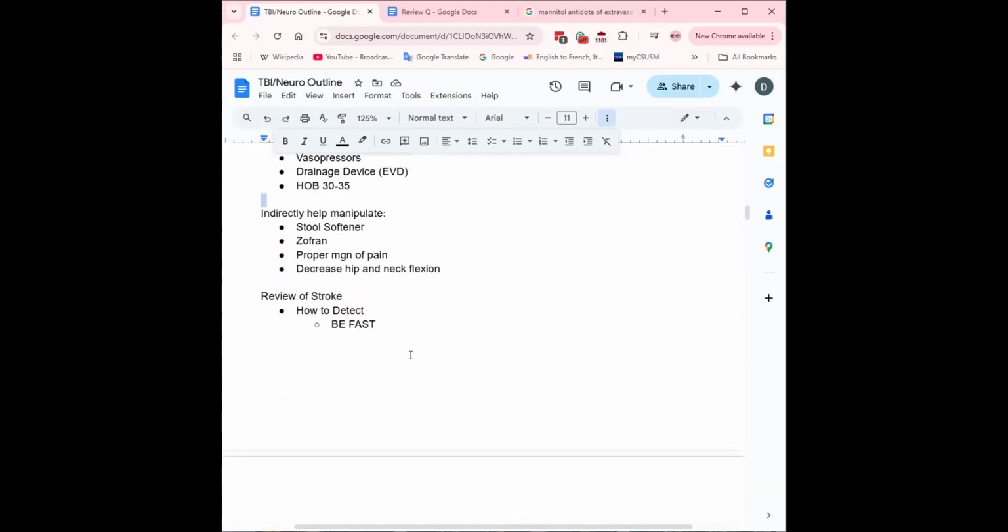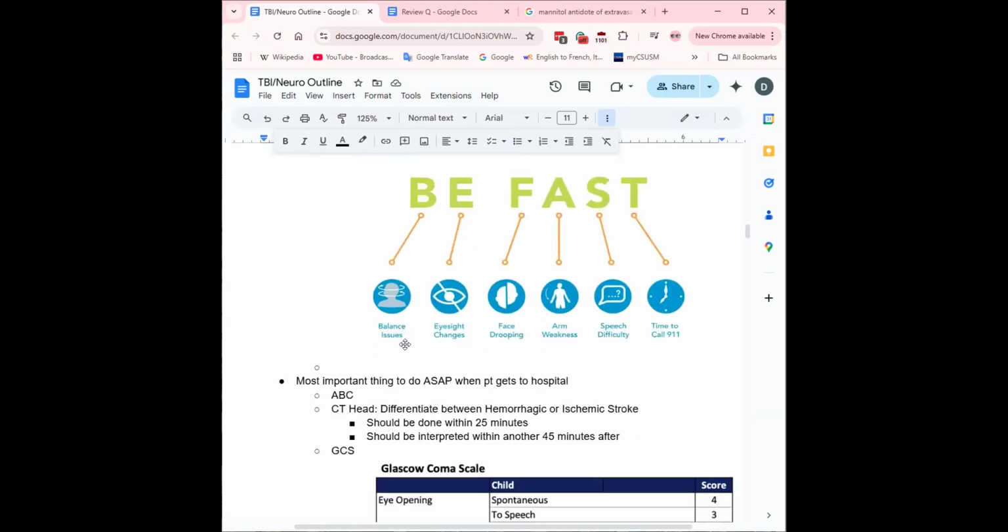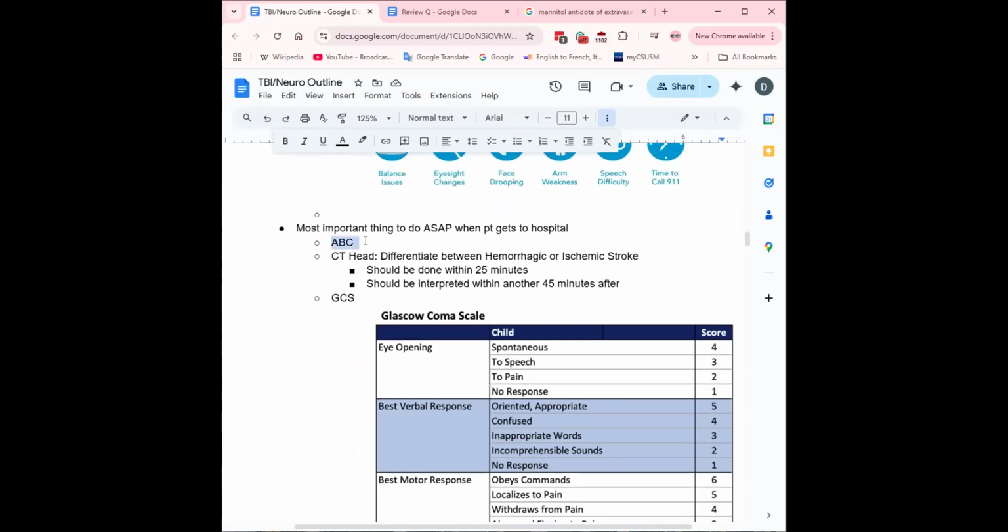A review of the stroke: you need to know BE FAST. Basics, it's always ABCs. You should know that your CT head is very important.